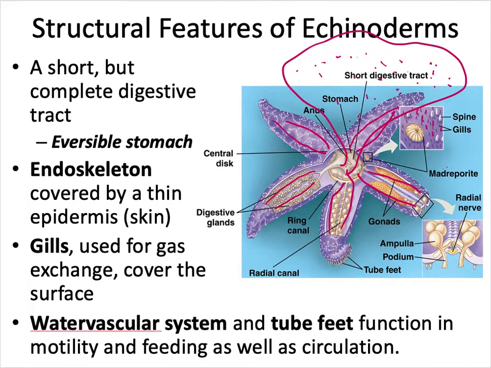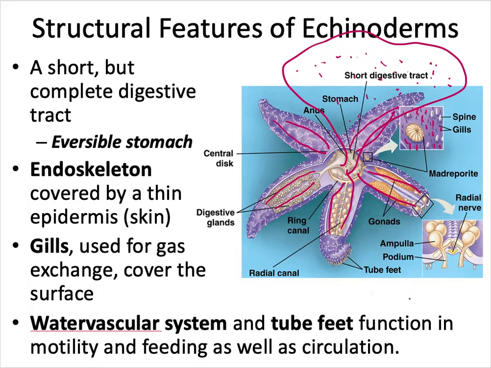A notable feature would be the endoskeleton. You can see the spines coming off of the epidermis layer from within, which is why we call it the endoskeleton. And then also, in terms of the respiratory system, next to the spines, you see all these little gills right here. And since the gills cover the entire surface of all of the arms on the dorsal side, that provides a lot of space for gas exchange to occur. So the respiratory system would be the gills.